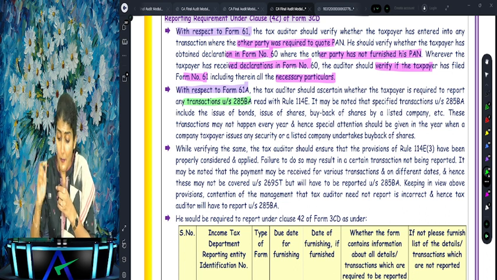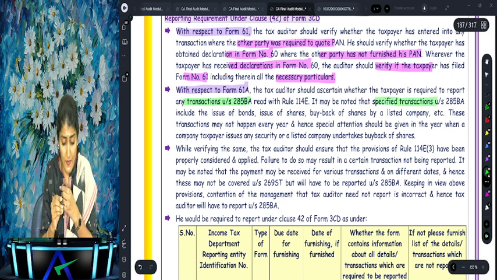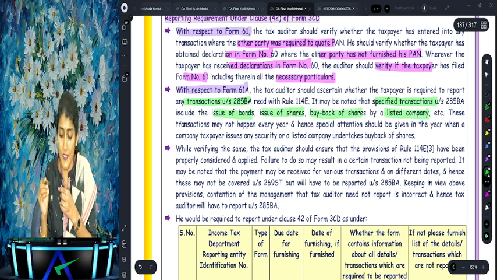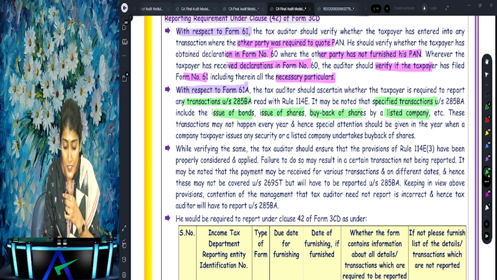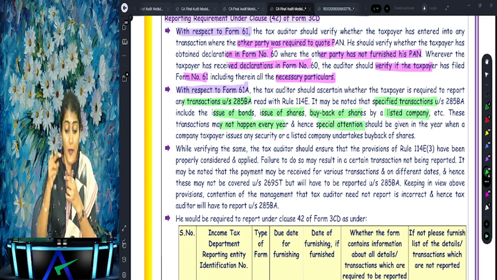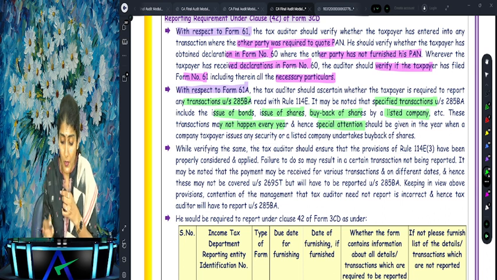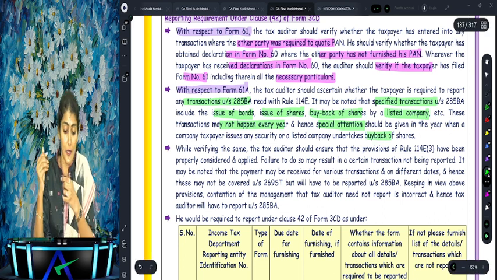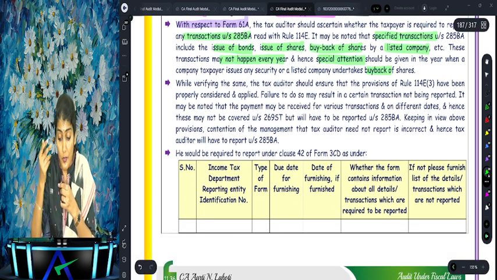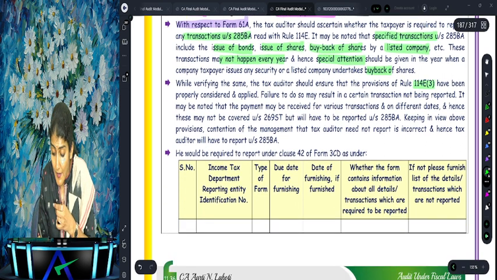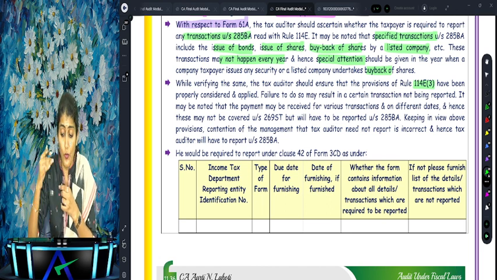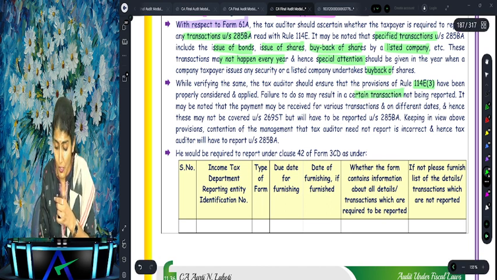It may be noted that the specified transactions are for issue of bonds, issue of shares, buyback of shares by a listed company, etc. These transactions may not happen every year, and hence special attention should be given in the year when a company taxpayer issues any security or a listed company undertakes any buyback of the share. While verifying the same, the tax auditor should ensure that the provisions of Rule 114E(3) have been properly considered and applied. Failure to do so may result in a certain transaction not being reported.